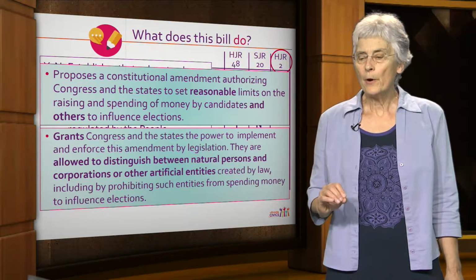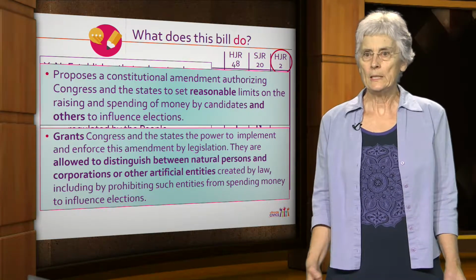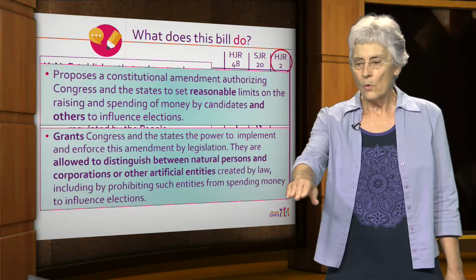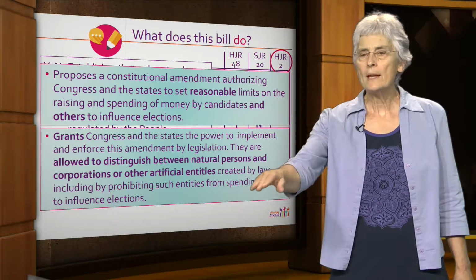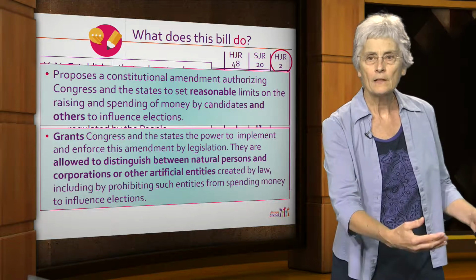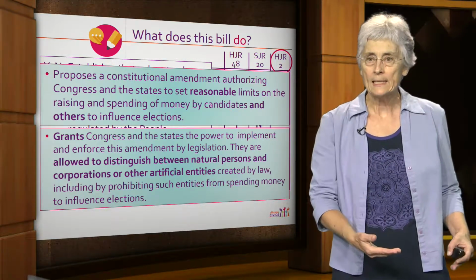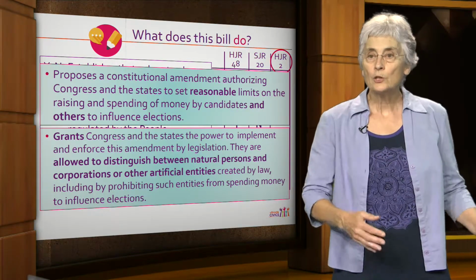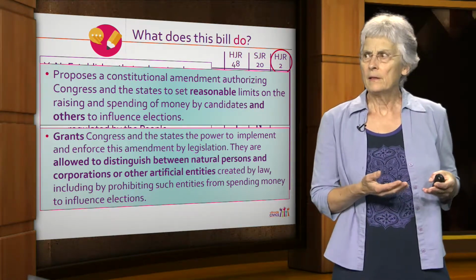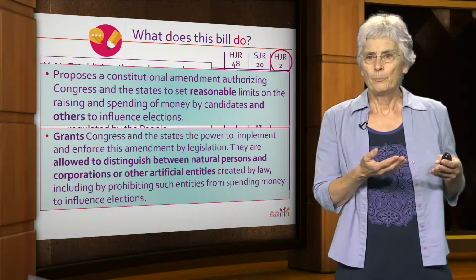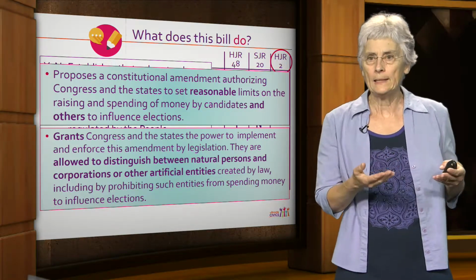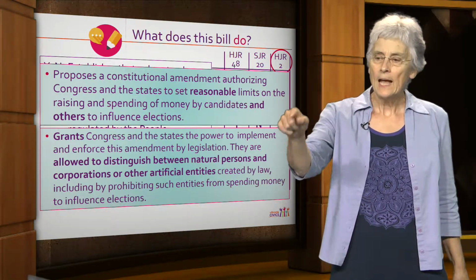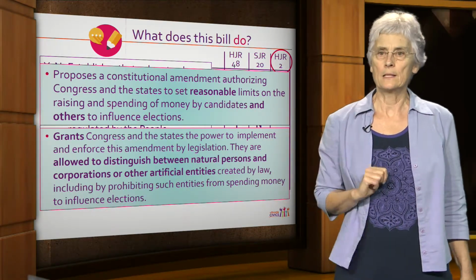But this second part of it, about being allowed to distinguish between natural and artificial persons, what did that just do? It says, or other artificial entities created by law. It is elevating the common law that has created these artificial persons with constitutional rights and created the economic theory that speech is somehow money. This is not in the Constitution. This HJR 2 puts it in the Constitution.